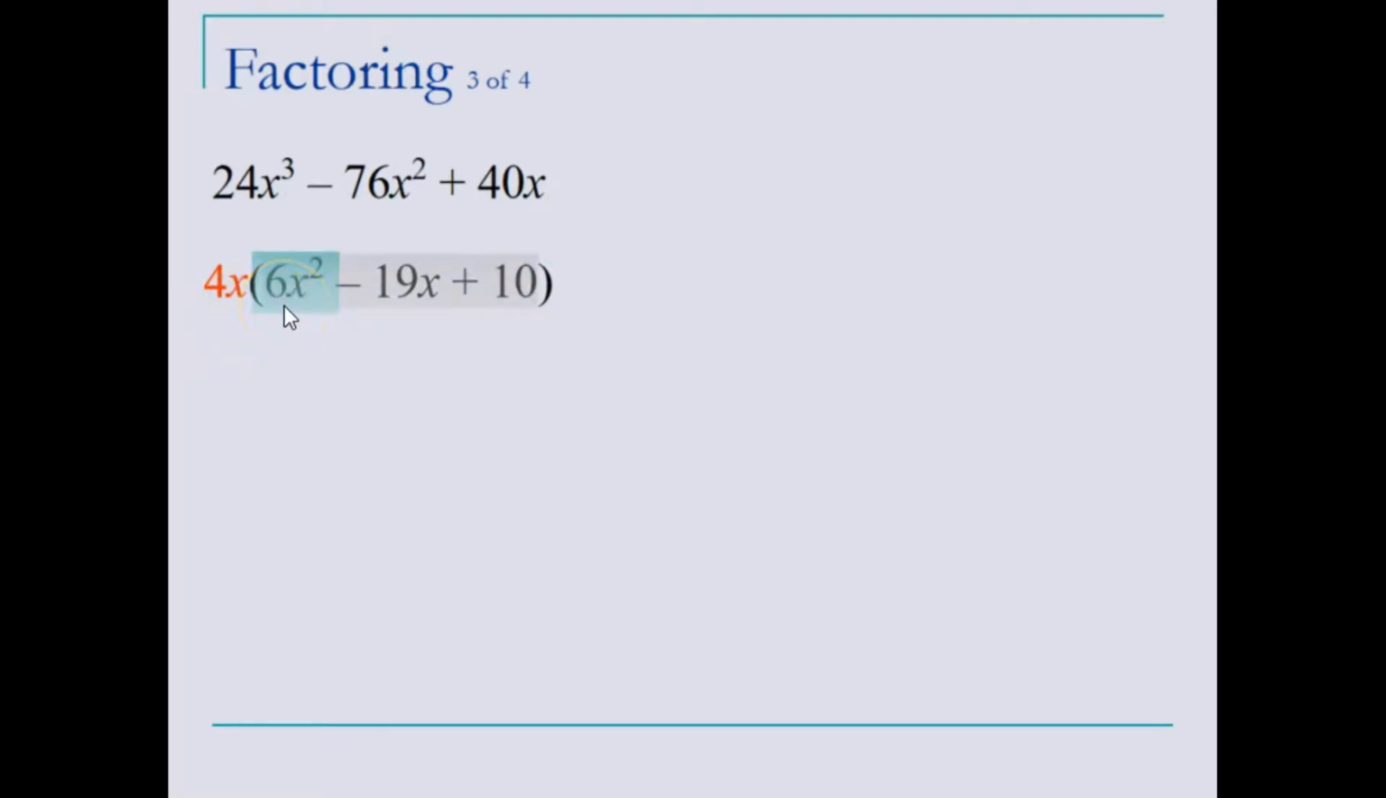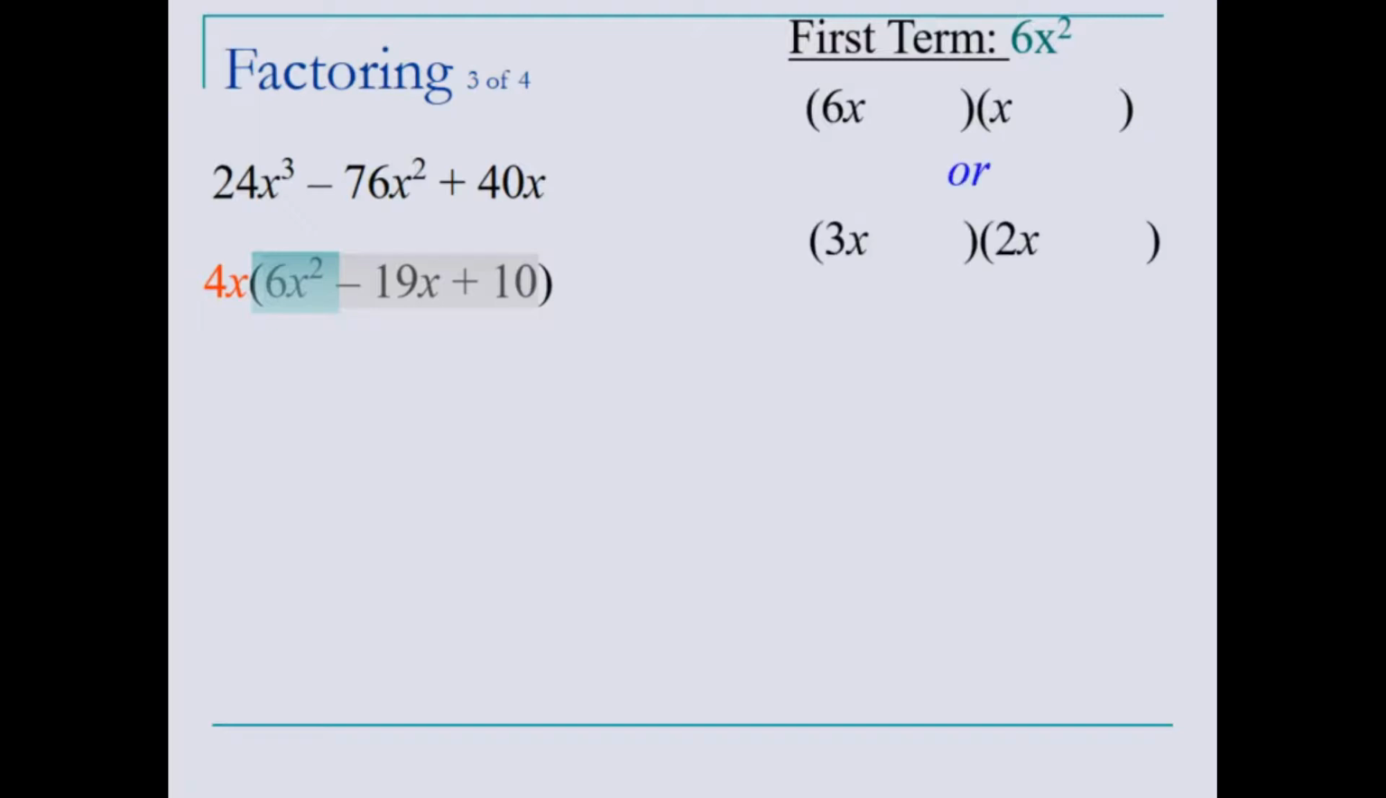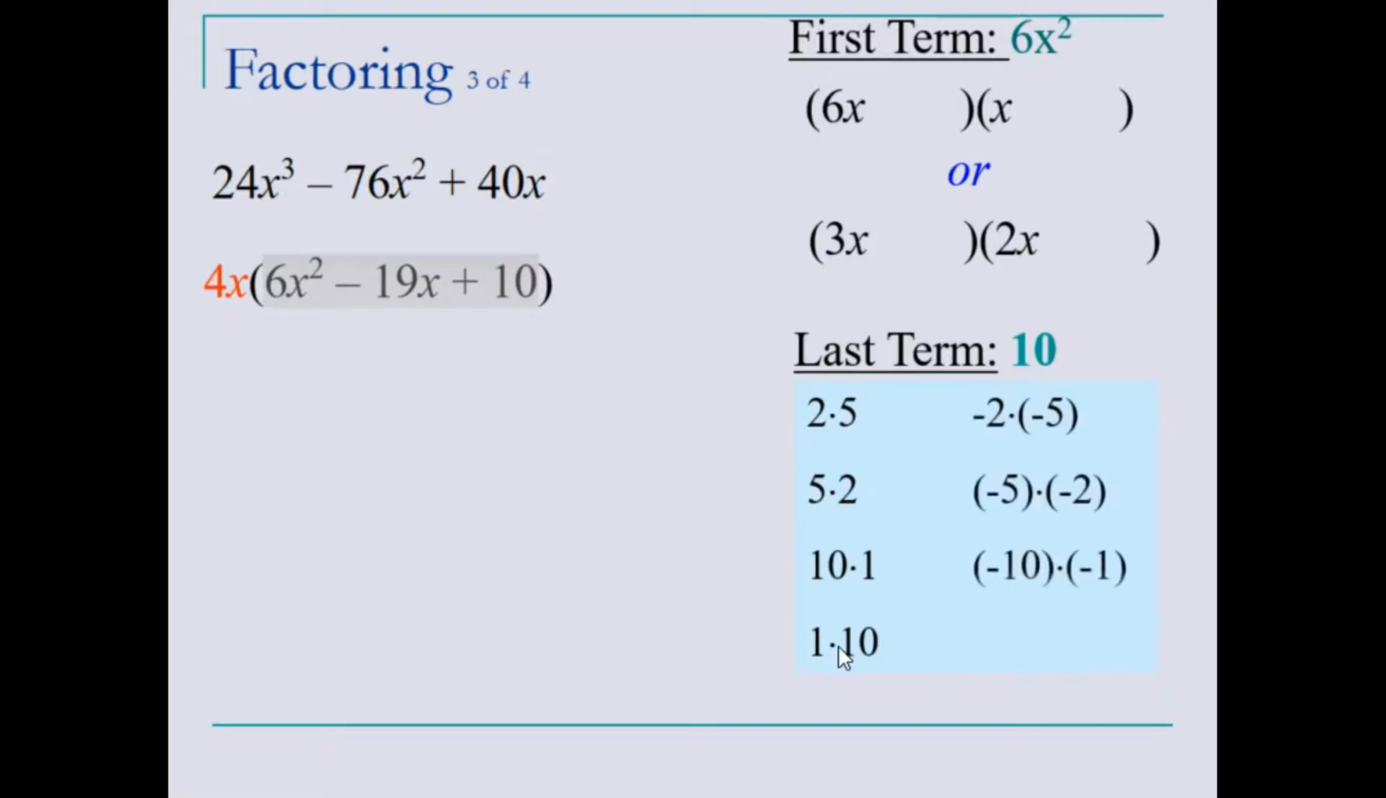We're looking for the first terms whose product is 6x squared. Since 6 is a composite number, we have two possibilities for the first terms in each binomial. Our constant term is 10. Factors of 10 are the following, reversing those orders to make sure we cover all possibilities. And the fact that two negatives multiply to give us a positive gives us the other list.